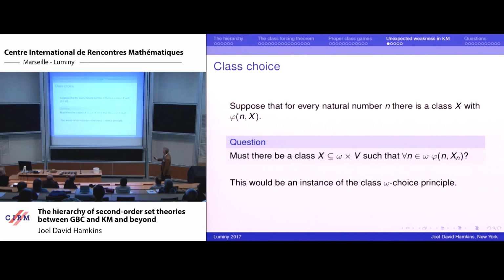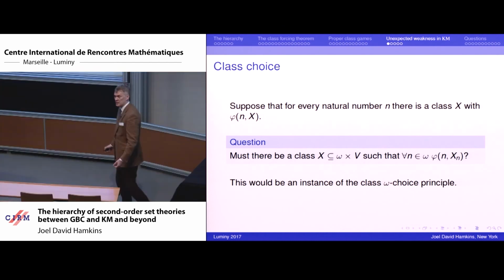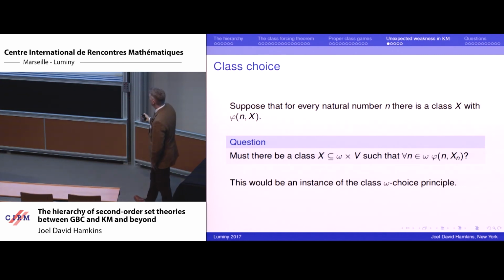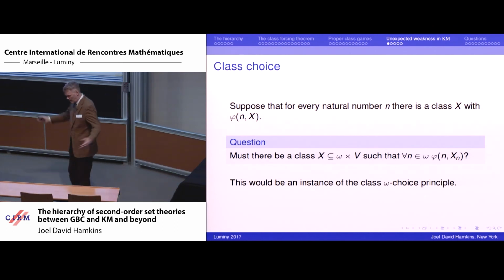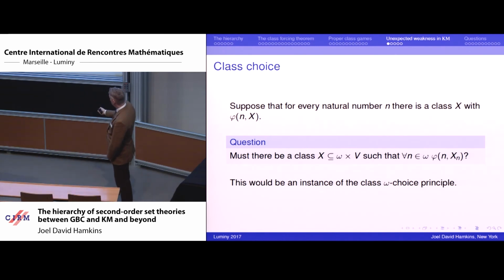Okay, so let me move on now to the third one briefly, which is the class choice principle. Suppose for every natural number n you have a class x with a certain property, a first order property. Then does that mean that there must be a two-dimensional class whose sections have that property? So in other words, for every n you have a class, I want to put them together and have a single class. Okay. So that's the class omega choice principle. We're making omega many class choices and putting them together.